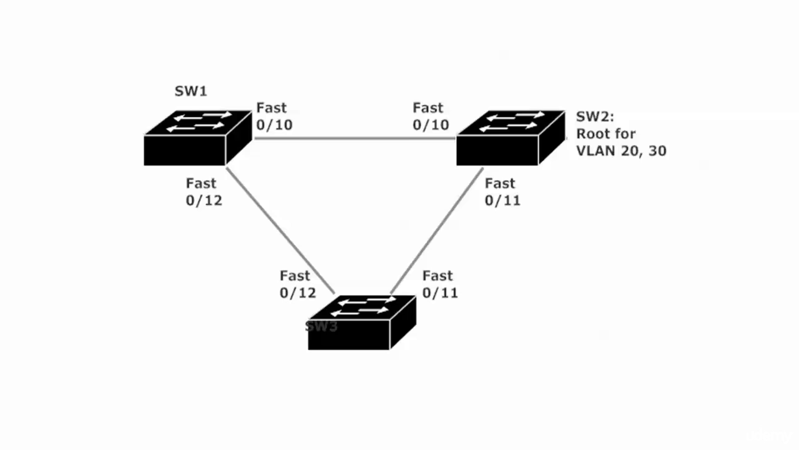All right, let's hit this. We've got switch 3 added to our lab, and you see the physical connections here, and I have checked those. Everything's ready to go. Switch 2 is still the root for VLAN 20 and 30, although we might be changing that a little bit in this particular video.